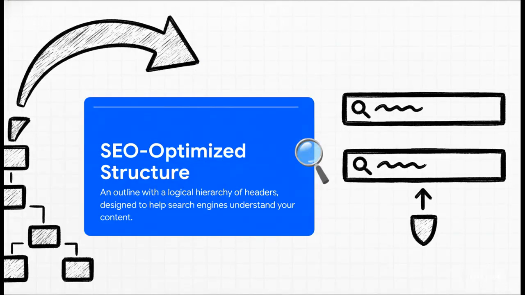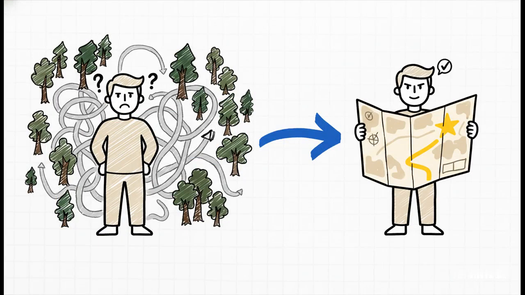And let's get a little more specific on what we mean by SEO-optimized structure. This means the AI builds your outline with a logical hierarchy. A main title, main section headers, subpoints. This is exactly what search engines like Google are looking for. That structure signals what your content's about and which parts are the most important, which directly helps you rank higher and get found.